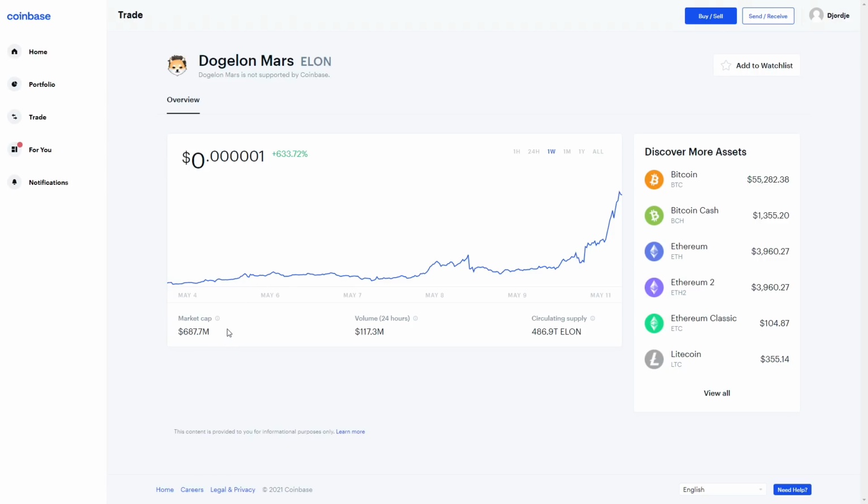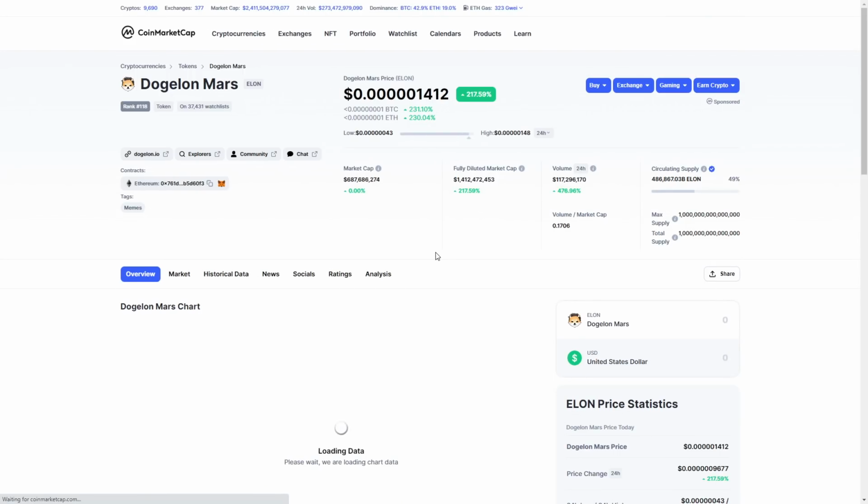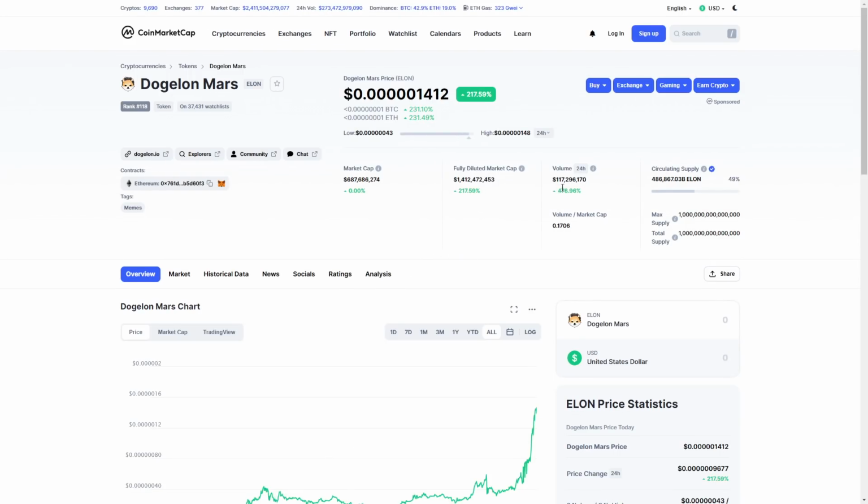The market cap for this coin is 687. The volume in the last 24 hours is 117.3 million, but if you do go here to CoinMarketCap, if we do refresh this page, there you go, 118 million here, a 490% increase in the volume. Let's go, it's a 5x for the volume.